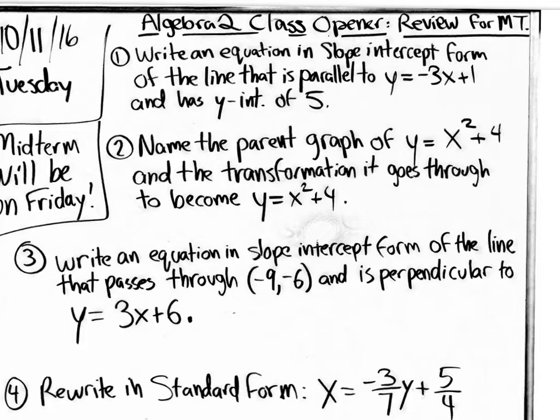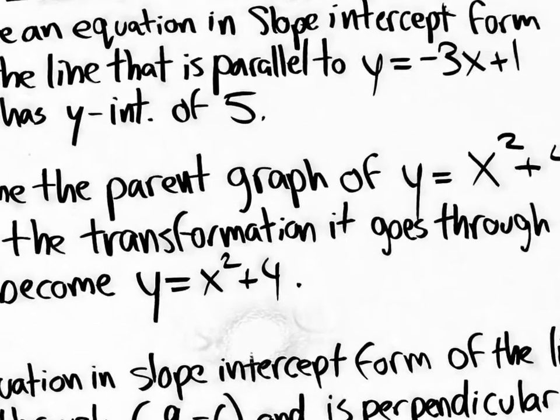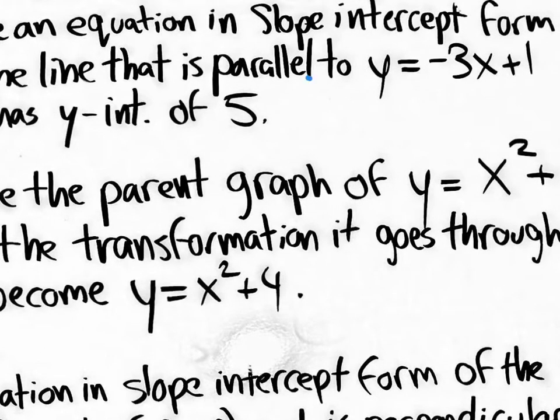Number 1 says, write an equation in slope-intercept form of the line that is parallel to y equals negative 3x plus 1 and has the y-intercept of 5. When we see the word parallel, we know that they're indirectly giving us the slope. They're telling us that the slope is exactly the same as the slope of the line that they give you. So your slope will be negative 3.